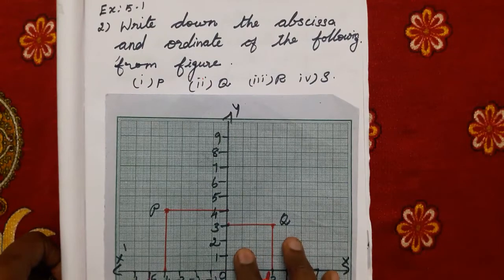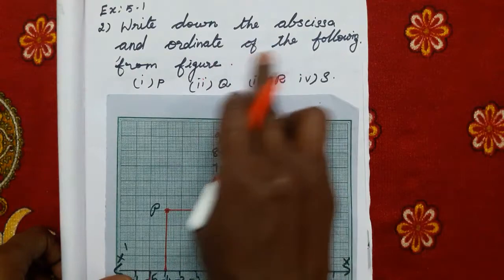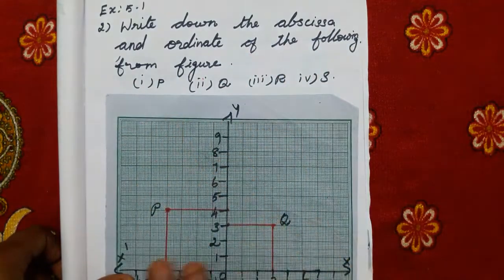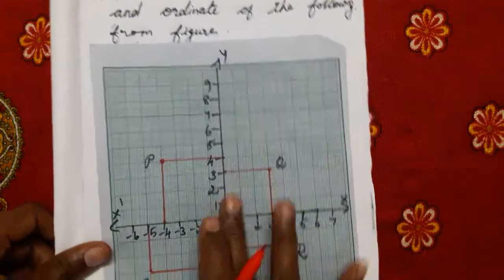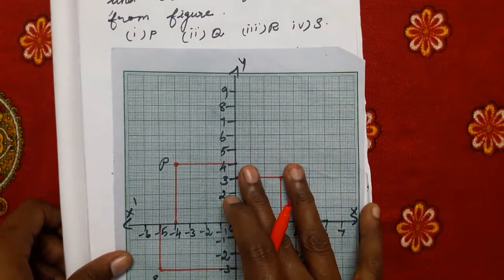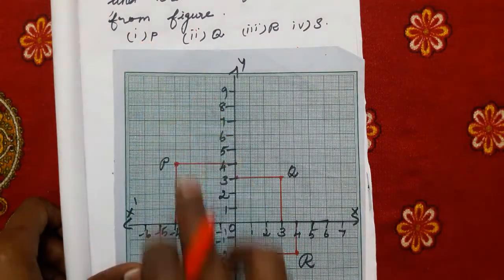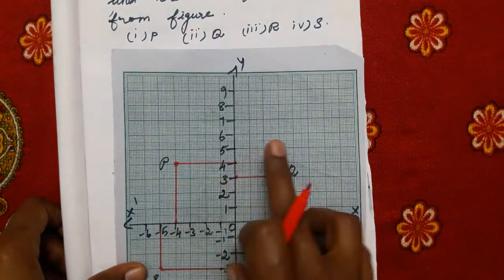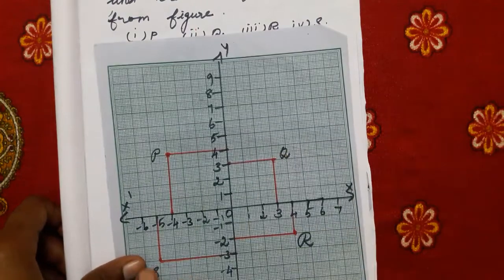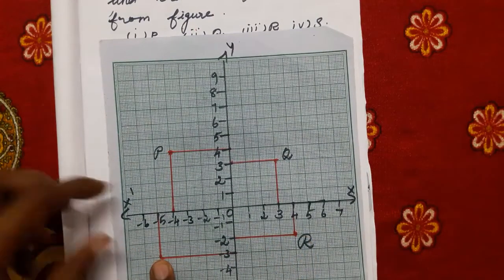Now I am going to explain exercise 5.1, second question. Write down the abscissa and ordinate of the following from the figure. This graph will also be given in the question, okay. We want to find out from the figure the coordinates: abscissa and ordinate of P, Q, R, and S.